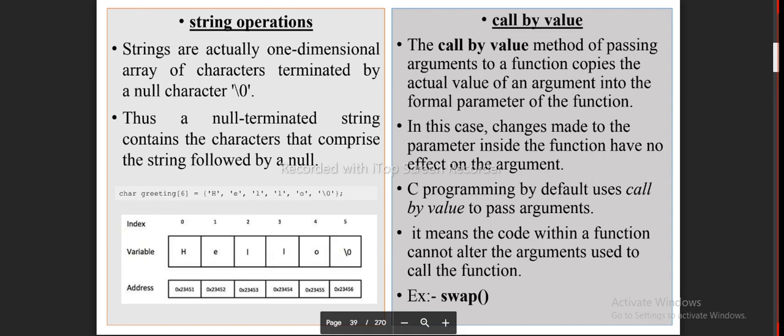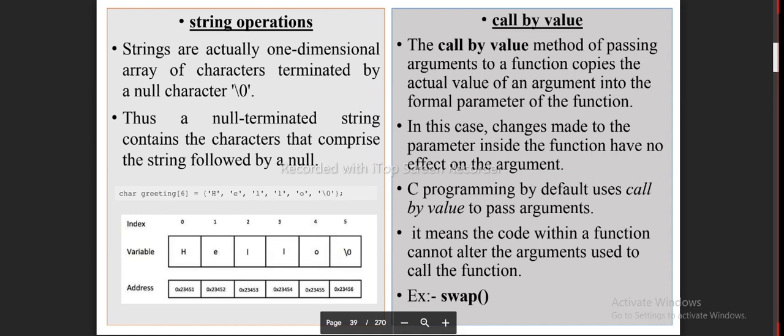Call by value. The call by value method of passing arguments to a function copies the actual value of an argument into the formal parameter of the function. In this case, changes made to the parameter inside the function have no effect on the argument.